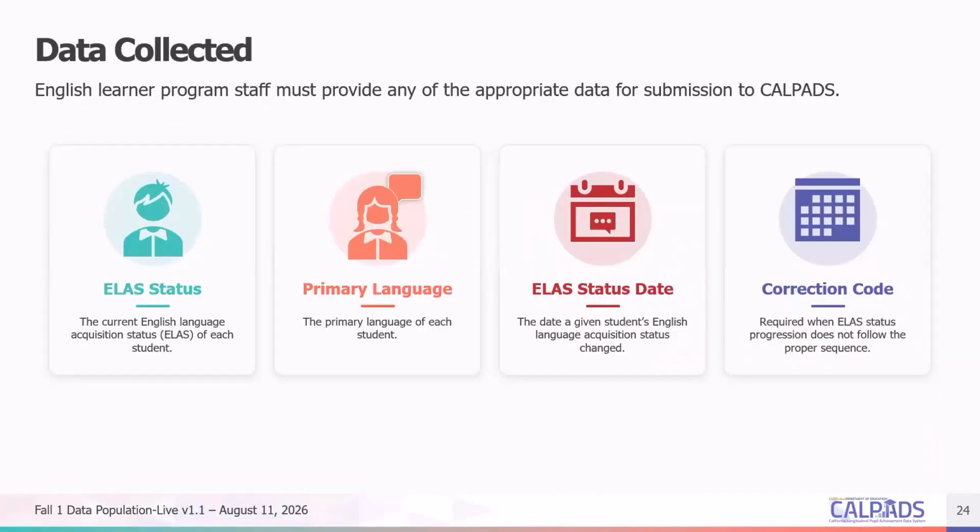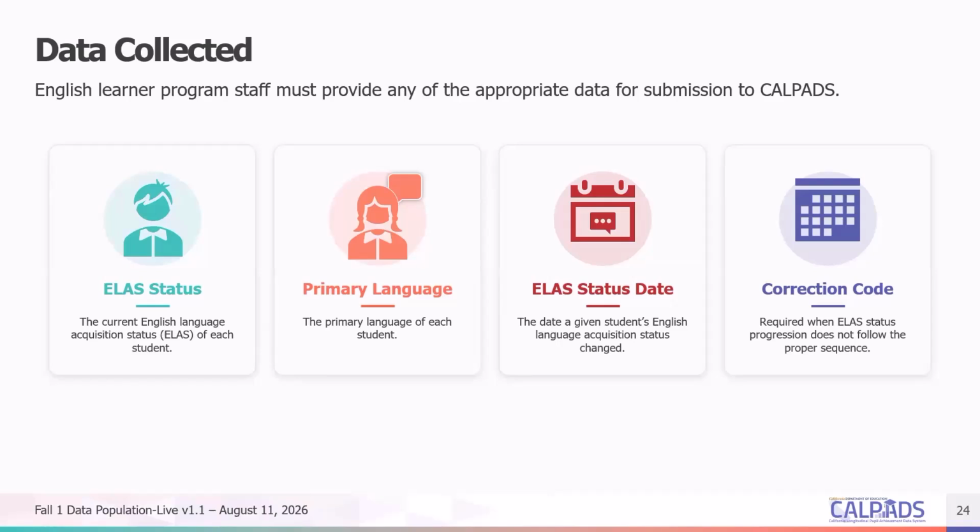So when you're preparing to submit or update a SELA record in CALPADS, it's important to gather all the necessary information from your English Learner Services Department ahead of time. So this includes the English language acquisition status, the primary language, the ELAS status date, and a correction reason code if applicable.